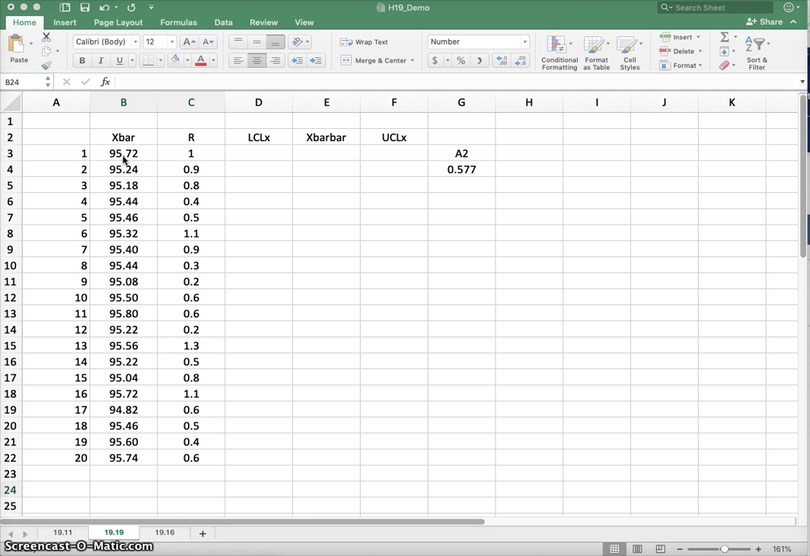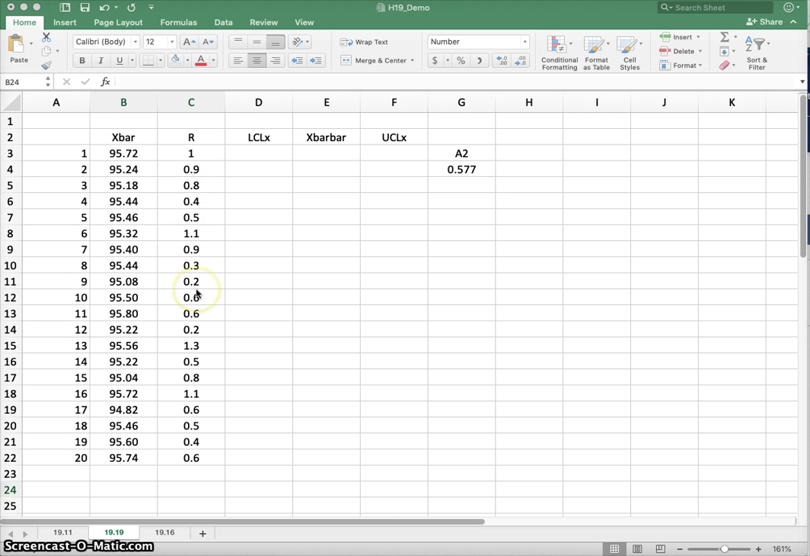They take temperature measurements 5 times during some given amount of time, and then they average them together. In each case, this is the average of 5 temperature readings, and this is the average of 5 temperature readings, etc. So that's X bar, and we have 20 examples. We can consider this a sample of 5. And this is the range of the samples, or the difference between the high and the low. So there's a 1 degree temperature range, a 0.9 degree temperature range, etc.